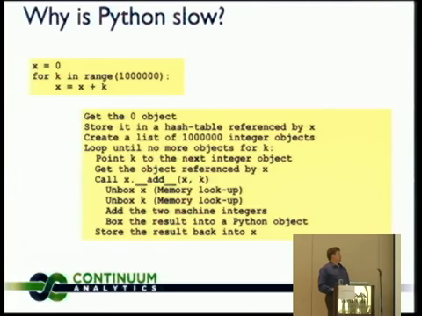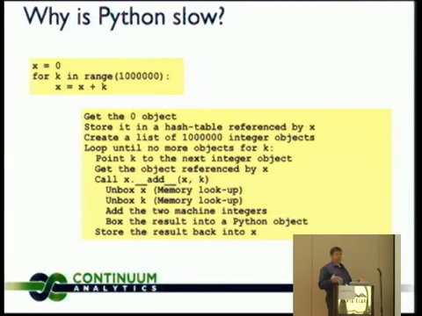Enter xrange, which is typically the way people write those kinds of loops now. And then loop until there are no more objects for k. Each time in the loop, you're going to point k to the next integer object. You're going to get the object referenced by x. And then you're going to call this __add__ method. Basically make a C API call, add, this generic add of x and k. And inside of there, it's going to do its thing.